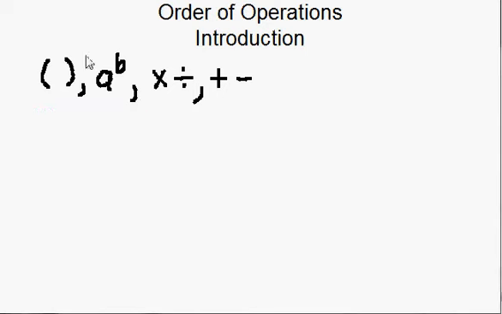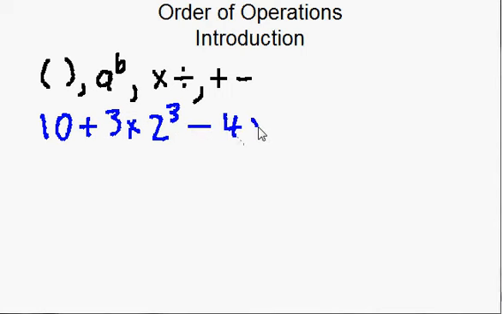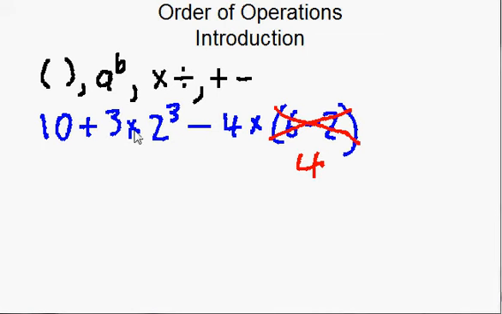Okay, suppose that we have 10 plus 3 times 2 to the third power minus 4 times (6 minus 2). The order of operations tells me that I should look for the parentheses first. So we've got parentheses here, so I should evaluate this. 6 minus 2 is 4. So I basically replace this entire parentheses by the number 4. I could rewrite it if I want, but I'll just leave it like this.